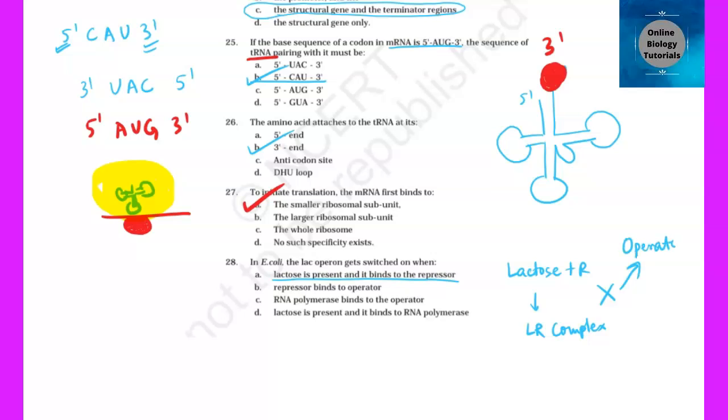Once it does not bind to the operator, the promoter that has RNA polymerase on it will move along the cistron or operon, and it will help in gene expression.